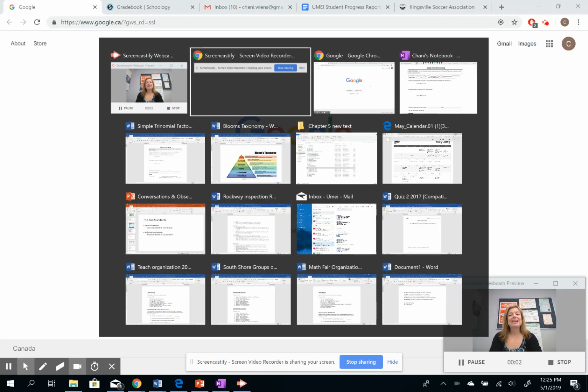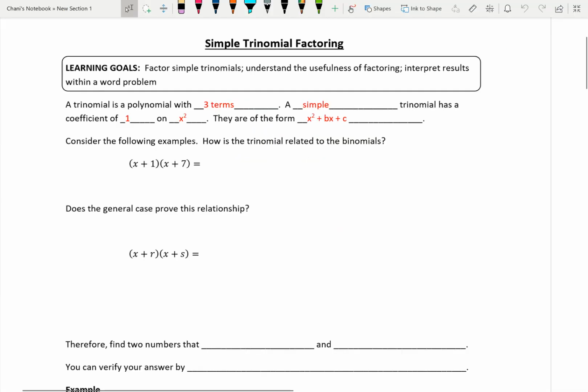Hello, everybody. We are going to learn our next type of factoring today, and that is simple trinomial factoring. So we're going to learn how to factor simple trinomials, understand why it's useful, and then interpret the results within a word problem. So first things first, let's understand what a simple trinomial is.